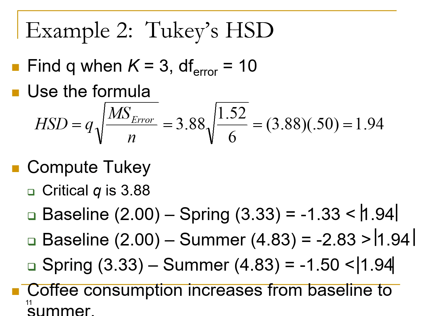So again, at this point, if we look at baseline to spring, it's a negative 1.33, which is smaller than the absolute value of 1.94. If we look at baseline to summer, it's 2.83, which is greater than that 1.94. And if we look at spring to summer, again, 1.50, which is less than. So we only have one significant difference. Once we have the omnibus test, our HSD test is telling us that the actual difference is that coffee consumption does increase from baseline to summer.